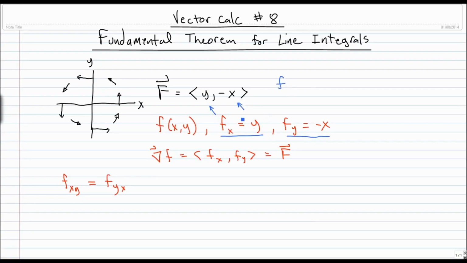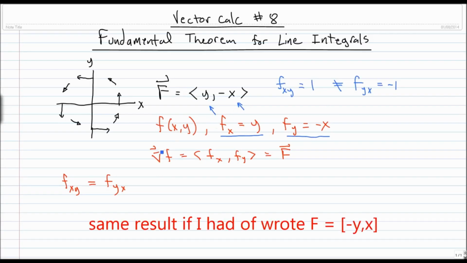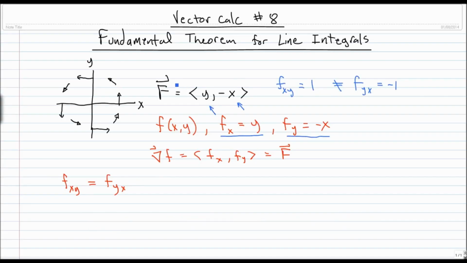If we take the derivative of the x component of this vector field with respect to y, we would get 1, and if we take the derivative of the y component with respect to x, we would get negative 1. You can see that these two do not equal, which means that there is no function that has this as its gradient. Since these two don't equal, this means that the field is not a gradient field.